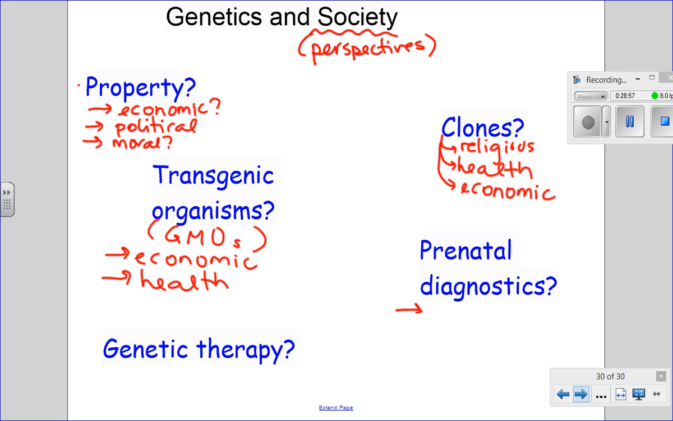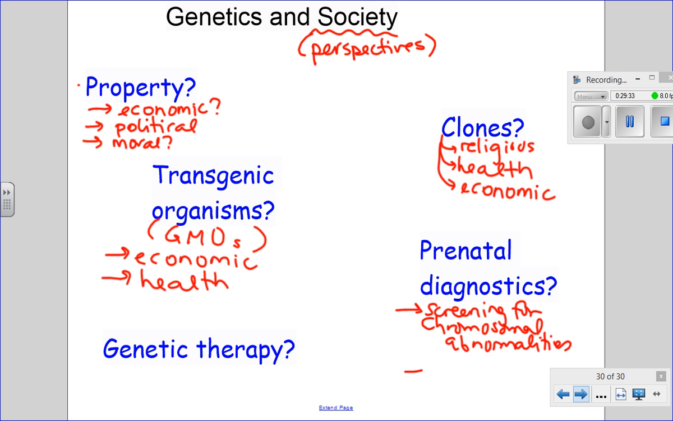Prenatal diagnostics is another thing that has to do with genetics. This would be the idea of screening for chromosomal abnormalities. So there are tests that can be done before a baby is born to determine if they have Down syndrome, for example. And you might think, oh, well, that's a good idea, because you would want to be prepared. If your baby was going to be born with some sort of chromosomal abnormality, you might want to be prepared. And you think, well, that's a great idea. Who wouldn't want to do that?